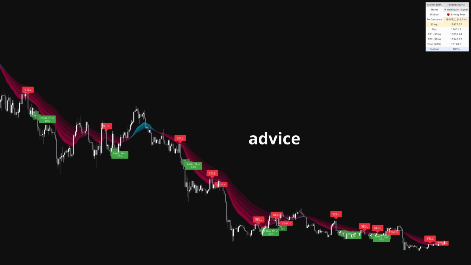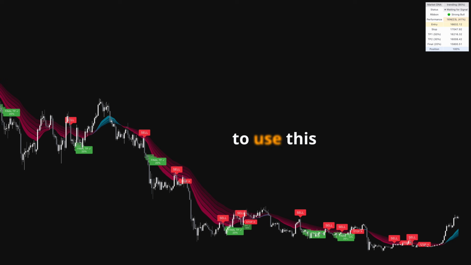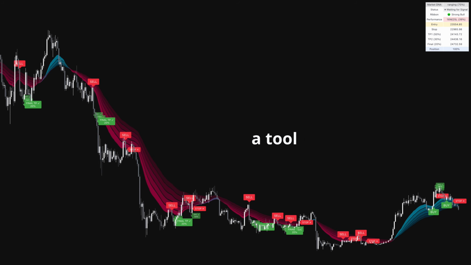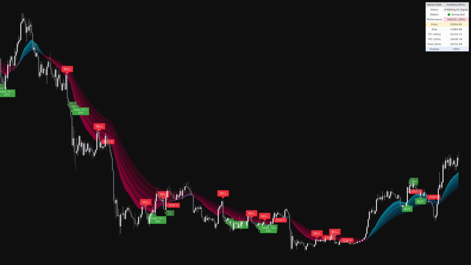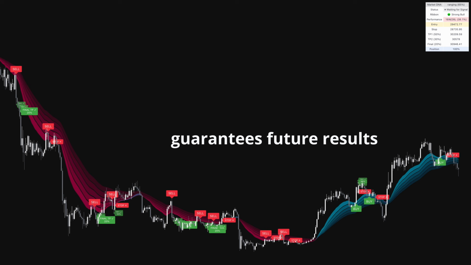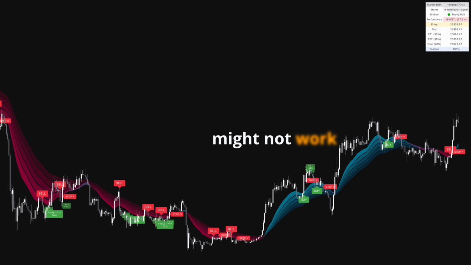This isn't financial advice. Trading carries real risk and you can lose money. If you decide to use this, that's entirely your choice and your responsibility. I'm showing you a tool, not telling you to trade. Past performance, backtests, win rates I've mentioned, none of that guarantees future results. Markets change. What worked yesterday might not work tomorrow.